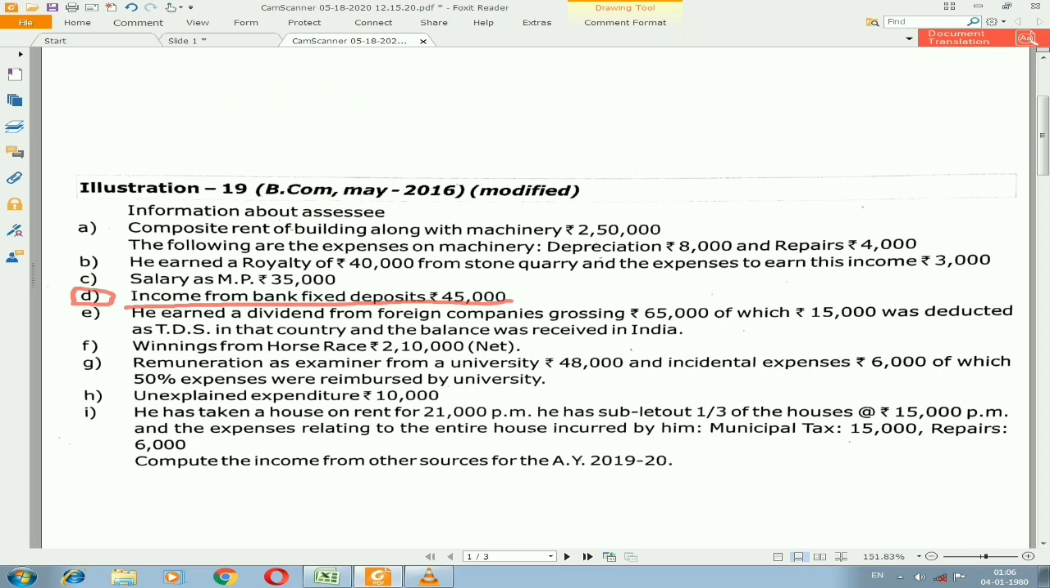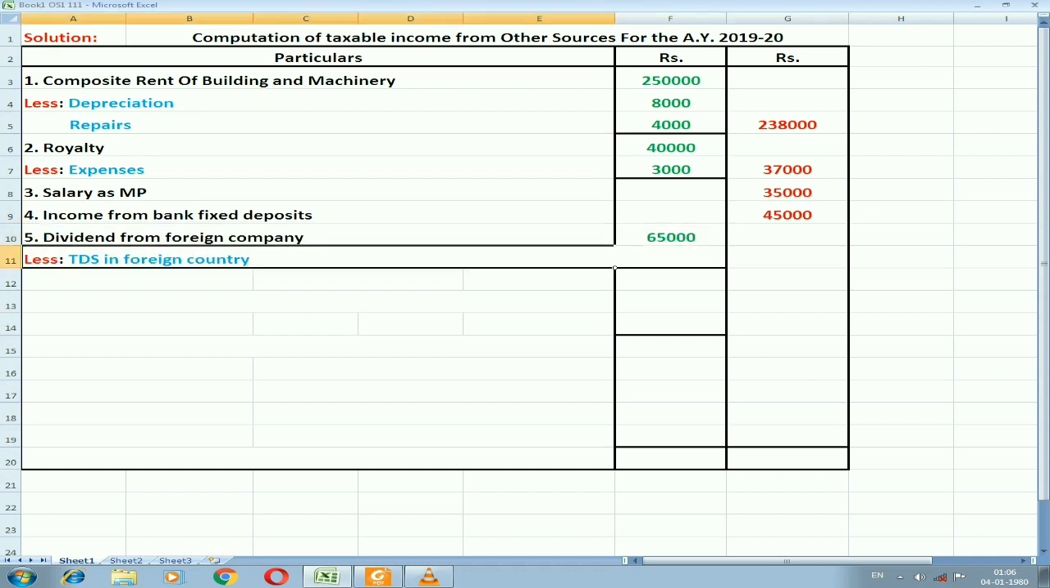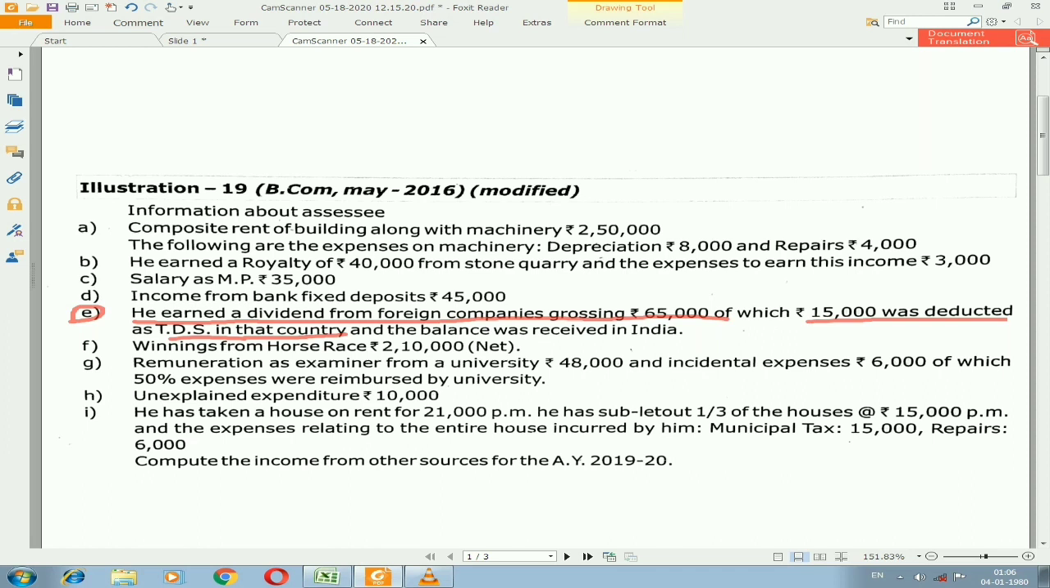And the next income we have, he earned a dividend from foreign companies grossing rupees 65,000, of which 15,000 was deducted as TDS in that country and the balance was received in India. So they have said 65,000 is the total income he earned as dividend from the foreign company. On that, 15,000 is already deducted, that is TDS. TDS paid outside the country will not be deducted, and foreign company dividend will be taxable. On that we are not deducting TDS because it is paid out of the country. So the total amount we are supposed to take in the amount column.